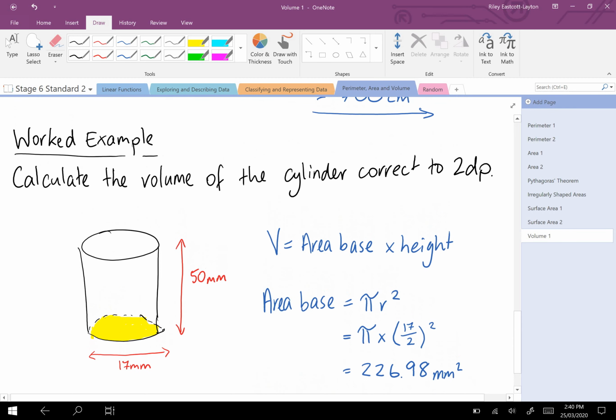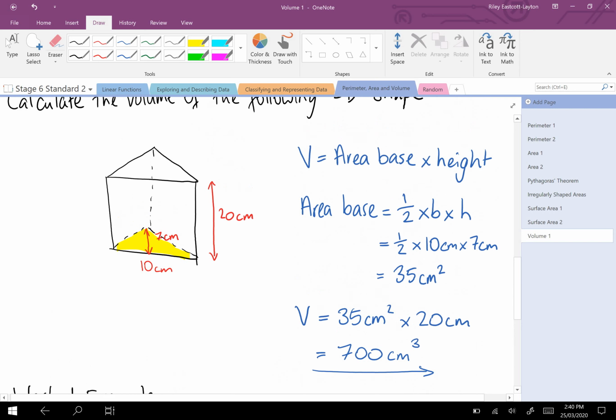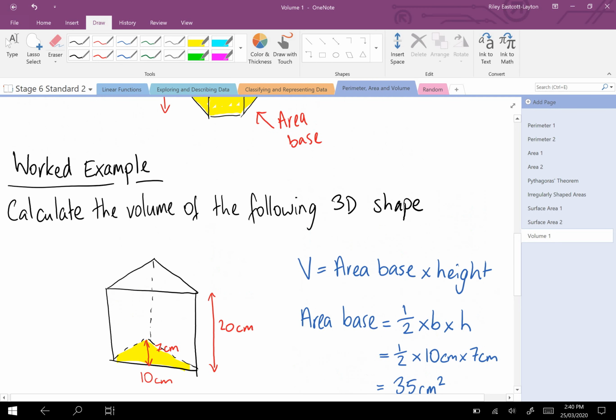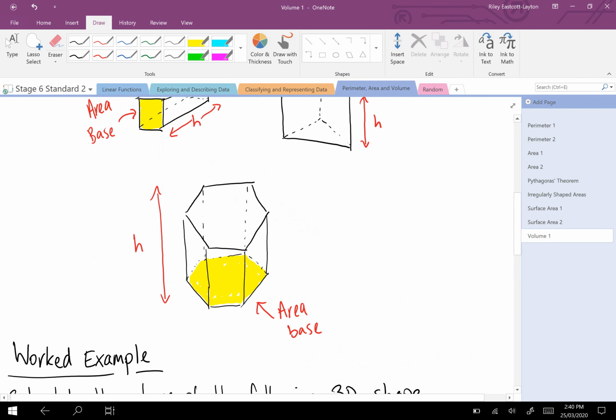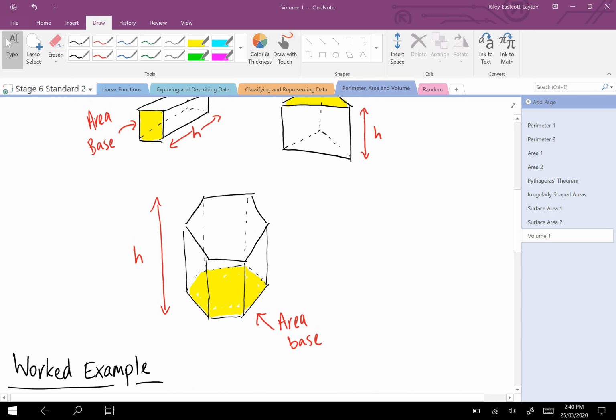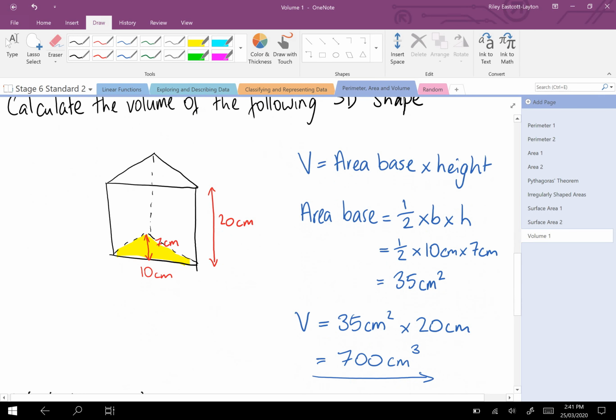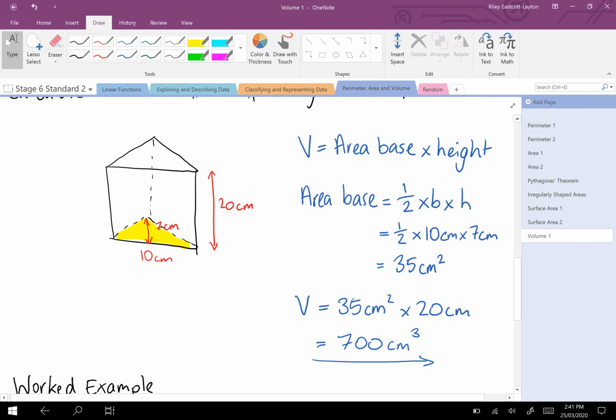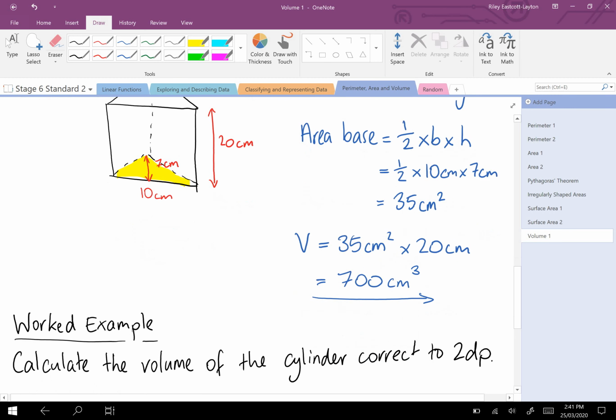So hopefully you can see here, guys, that whenever we're dealing with an object and it's got the same cross-sectional area all the way through it, which means it's got the same shape at both ends and it remains constant all the way through our shape, our rule's pretty simple. It's just the area of the base times by the height.